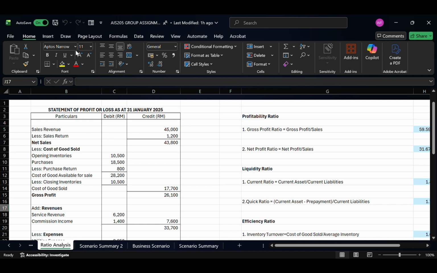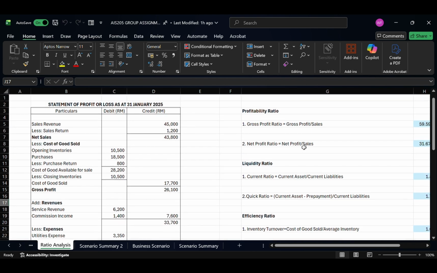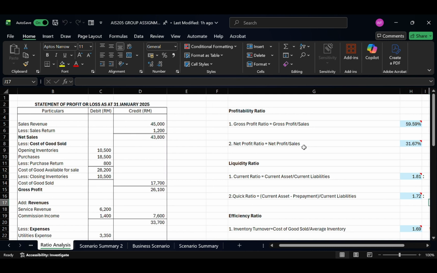Now let's talk about ratio analysis. This analysis helps users to evaluate the company's performance throughout the financial period. Here we conclude 3 types of ratio, which are profitability, liquidity, and efficiency ratio. For the first part, profitability ratio is divided into 2 categories, which are gross profit ratio and net profit ratio. We get gross profit ratio by dividing gross profit by sales.